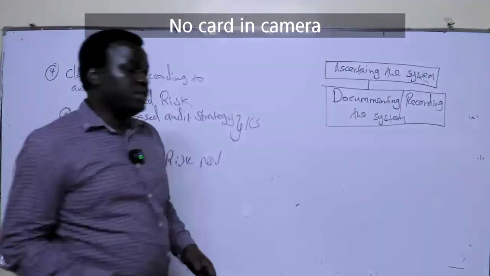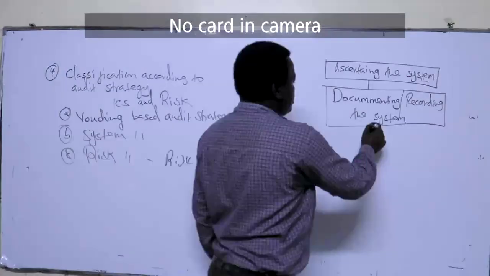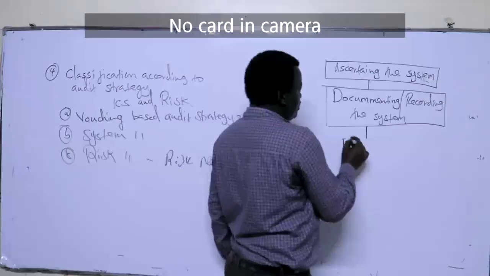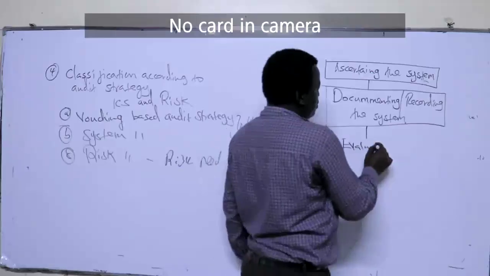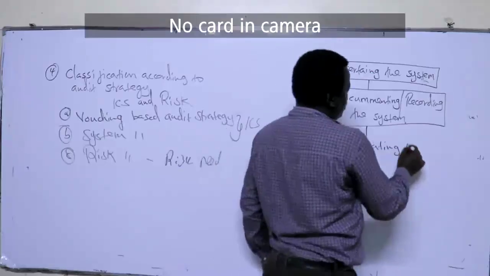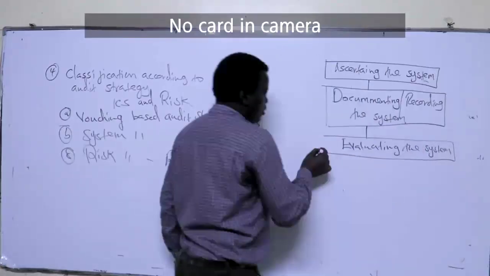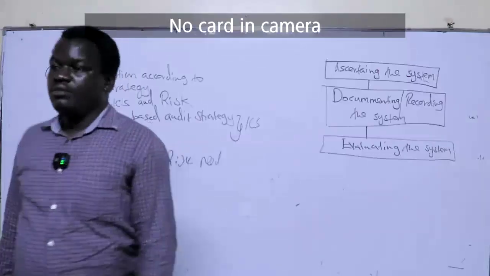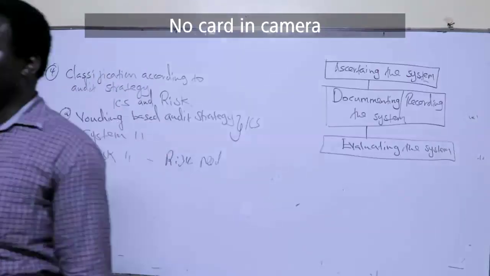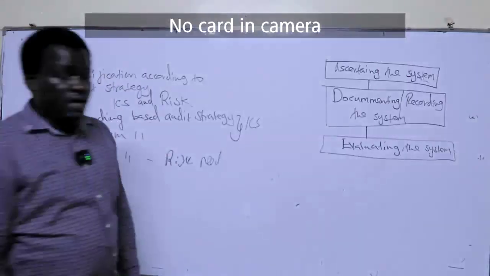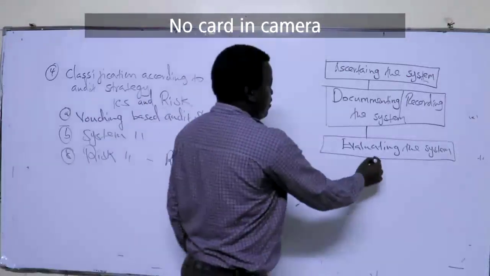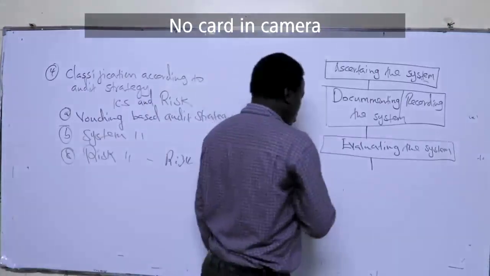Next, we go to evaluating the system. You evaluate the system using various compliance testing procedures. And from there, we have two possible outcomes.